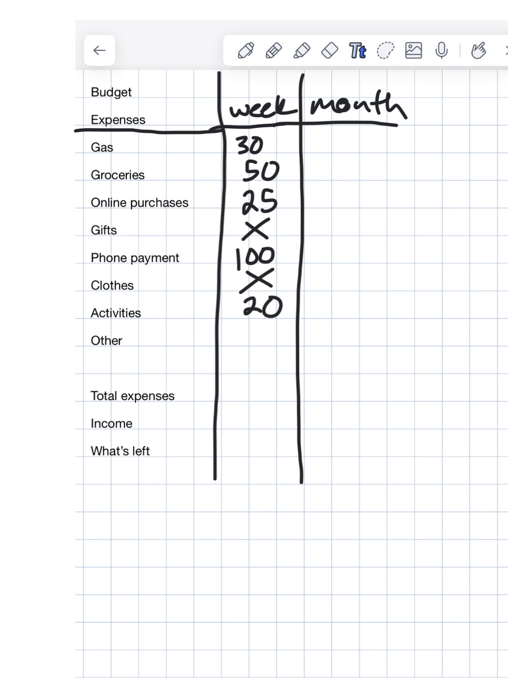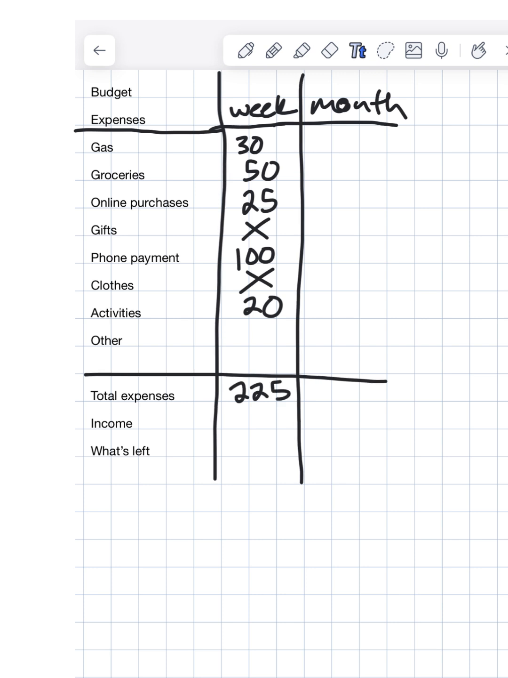Okay, so after you get all your expenses, you're going to add them up for the total expenses. So I'm going to add up 30 plus 50 plus 25 plus 100 plus 20. That should be $225.